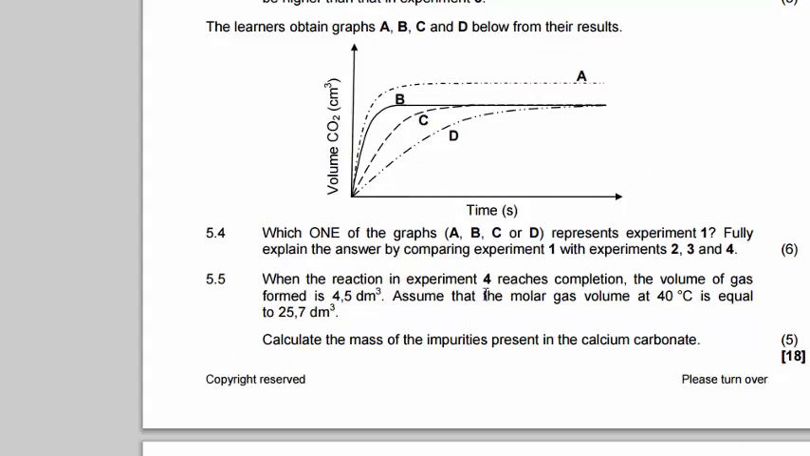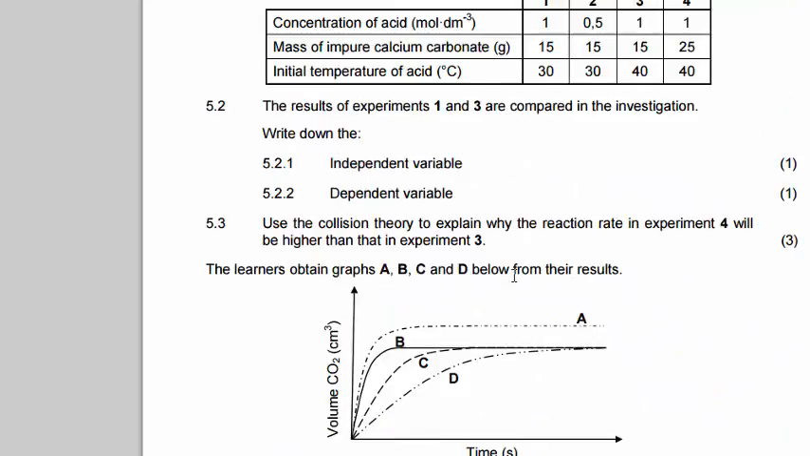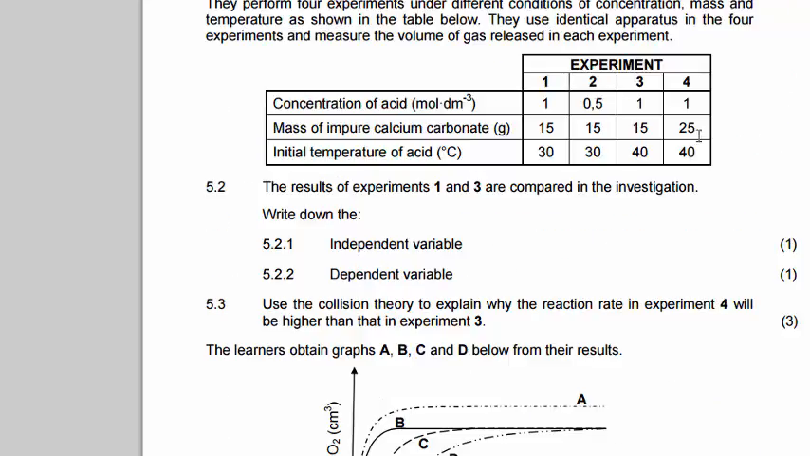When the reaction in the experiment, okay, good. They give us that we're working with experiment 4. So in experiment 4, we know that we have 25 grams of calcium carbonate. And this is impure calcium carbonate, which means there are other things other than calcium carbonate, but 25 grams is all of this.